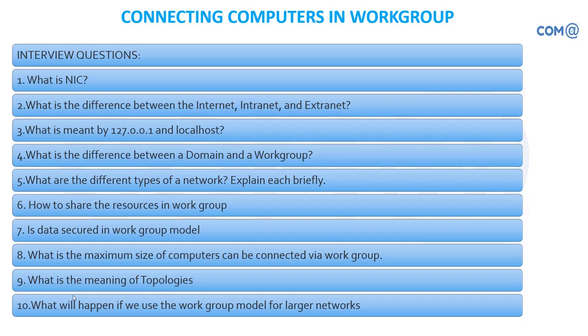What is the meaning of topologies? It is the way we connect the network and the machines. The architecture of a network is called topology. We have bus topology, star topology, ring topology, etc. What will happen if we use the workgroup model for a larger network? It becomes complex to manage, we cannot properly utilize the resources, and data security is in toss. So considering all these things, we have to recommend a domain-based model.